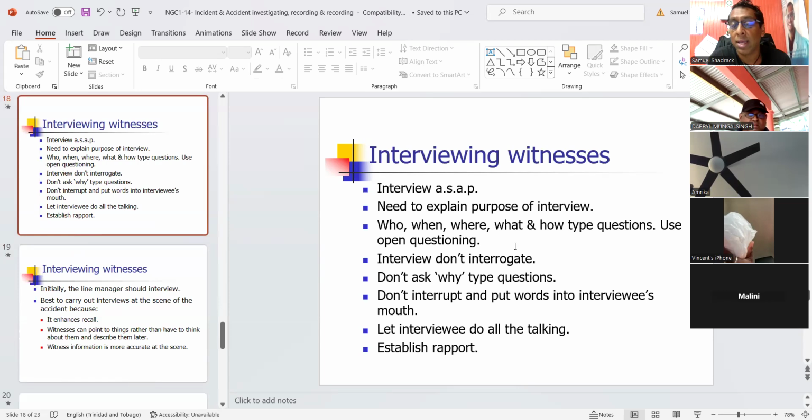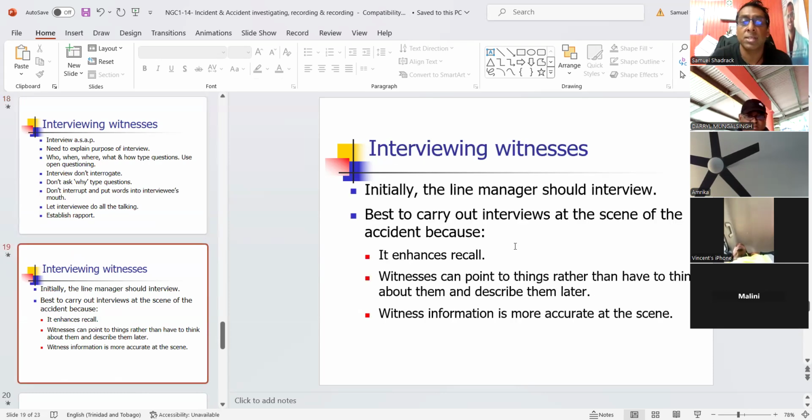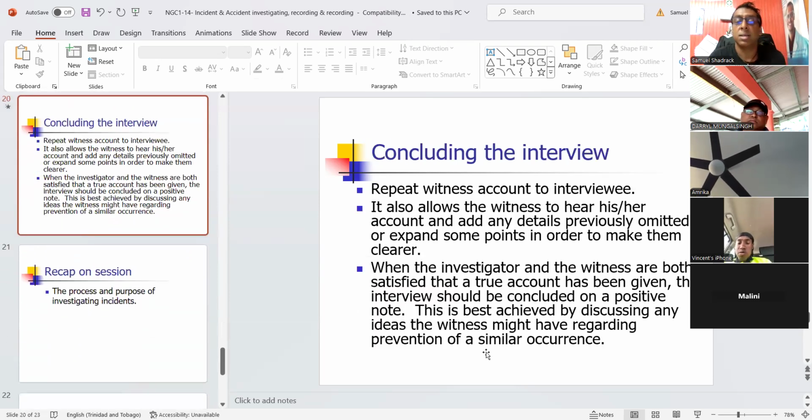Don't ask, why did you not look where you were going? Don't ask why questions. Don't interrupt and put words in the interviewee's mouth. Let the interviewee do all the talking. Establish a rapport with the interviewee. Initially, the line manager should interview. It's best to carry out the interview at the scene of the accident because it enhances recall. Witnesses can point to things rather than have to think about them and describe them later. Witness information is more accurate at the scene.